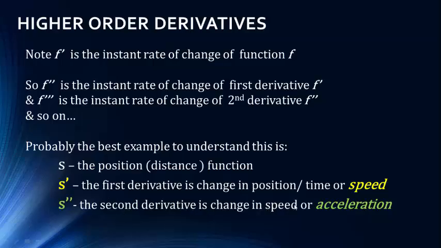So the second derivative is my change in speed, or the change in the rate of change of position. Does that make sense? So the rate of change of the rate of change of position is acceleration. The rate of change of position is speed.